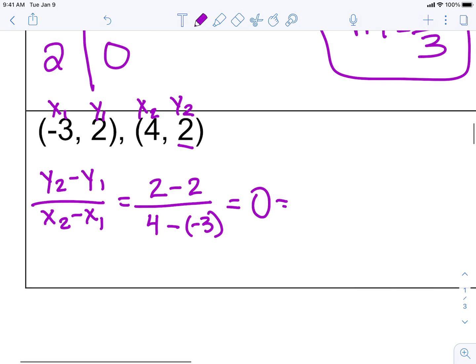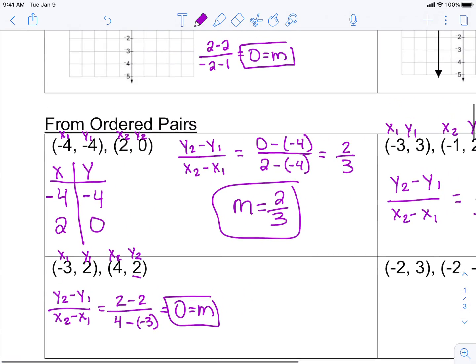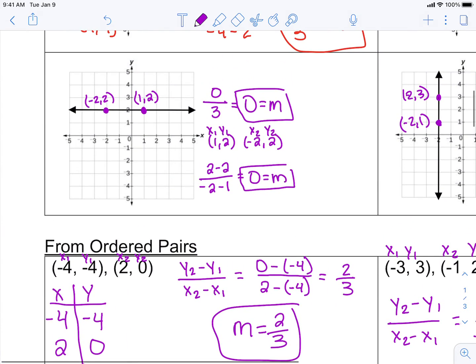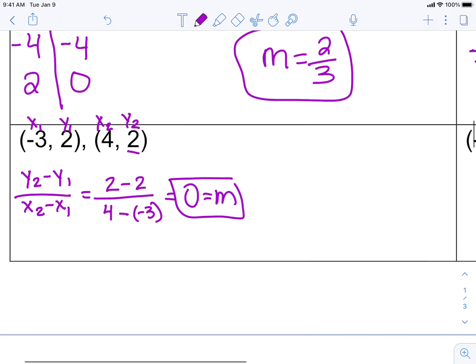Slope is 0. So do we remember what that kind of line looks like? Is it that horizontal line or that vertical line? If we forgot, we can look back up here. It is that horizontal line. So that would be a horizontal line with the slope of 0.